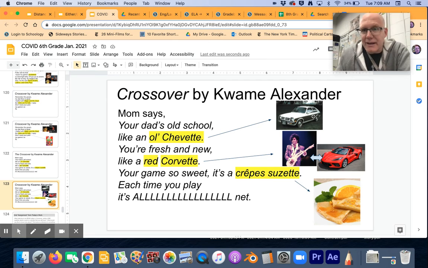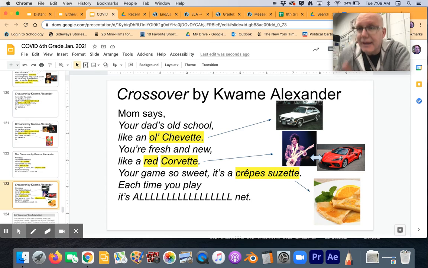Old Chevette, look at that garbage car. That is a piece of junk car. It is not cool. It never was cool. It's not sporty. Your dad's old school. So the mom is saying, like, your dad, he's all busted up, right? He's old. He's over the hill. He's an old crappy car. You're fresh and new, like a red Corvette.